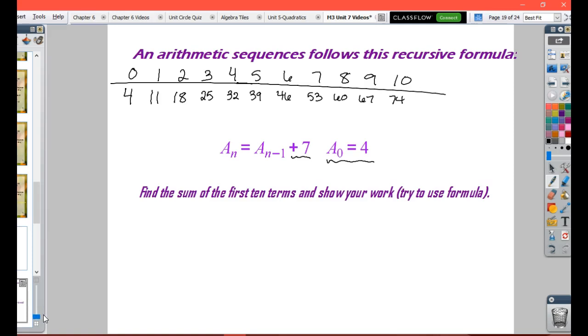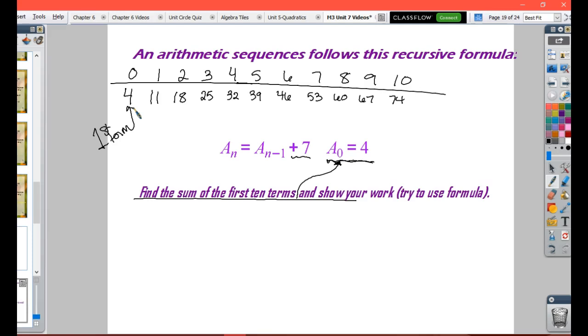Now, by the power of technology, I've filled out my table here, and I went out to my 10th/11th term. While we're at it, remember they said a sub 0 is 4. So that means my first term that they give me is 4. When someone says find the sum of the first 10 terms, and we're given this to start, we're counting that as our first term. The first term is the 4. So you've got to be careful because that was a sub 0, and it's the first term.